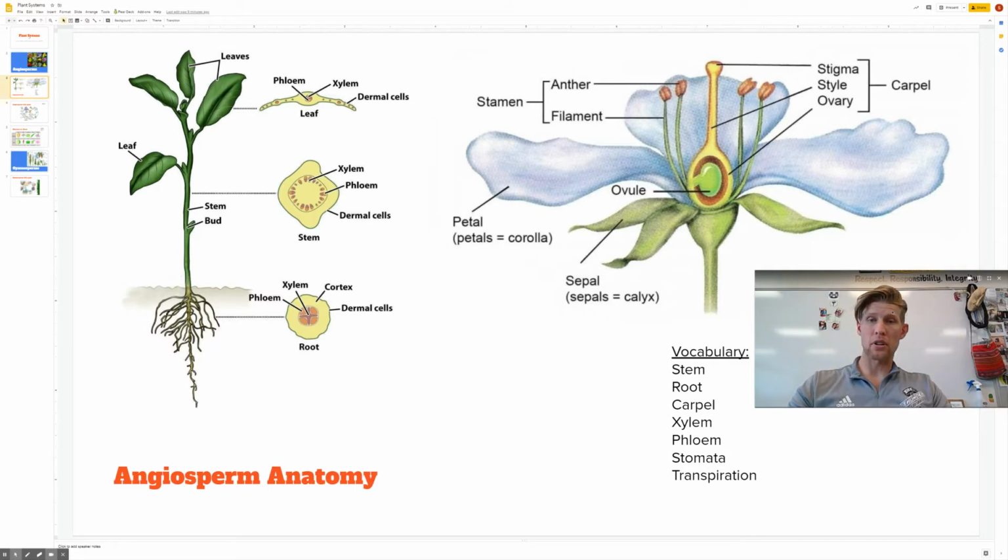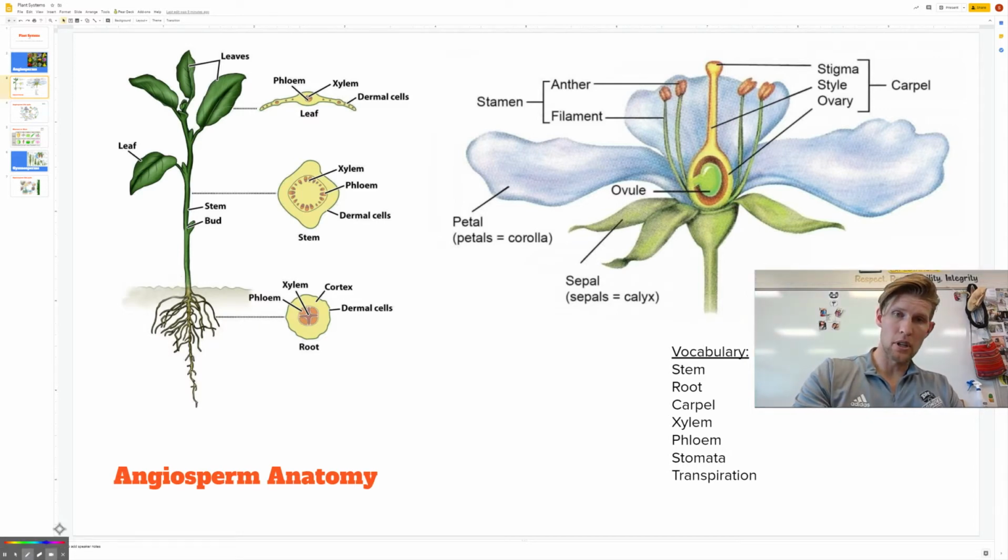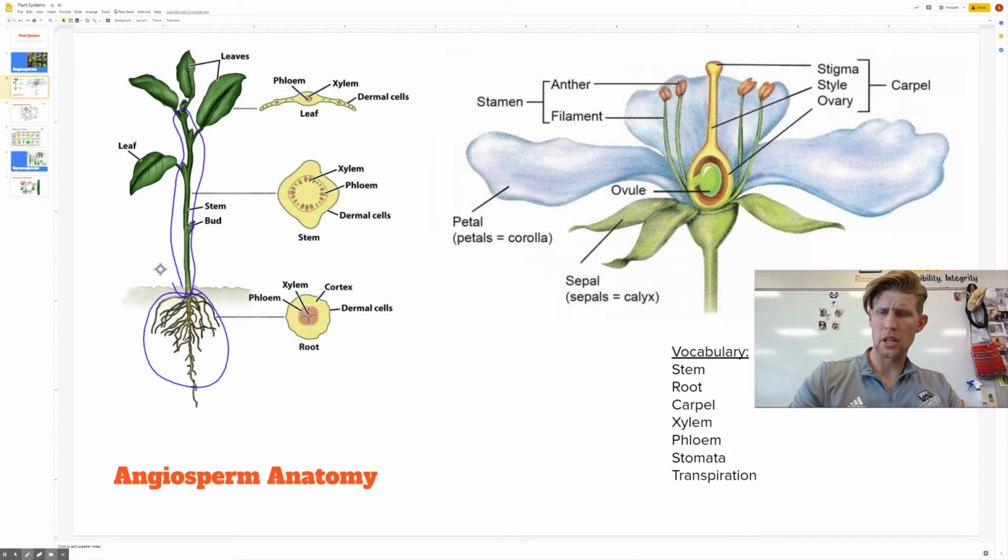Then we have our carpel. So we have our roots. The stem is here, and it goes all the way up here. Then we have our carpel, which is this whole thing right here. That's the carpel, and it is going to have three different parts: the stigma, style, and ovary.